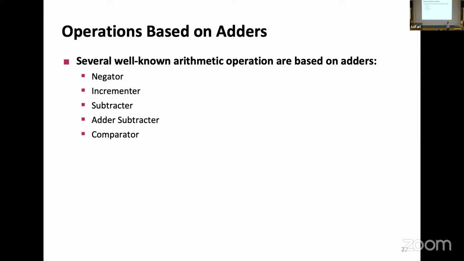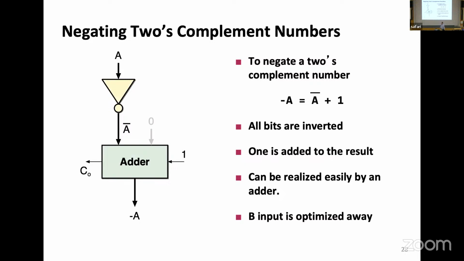Operations based on adders. Now, very quickly, I will go over this. Now we know how to add. We know how to multiply. We want to see some other operations, and these operations will be very practical. The first thing is negation. Remember how I use 2's complement numbers? I take A, I invert all the bits, and I add 1 to it.